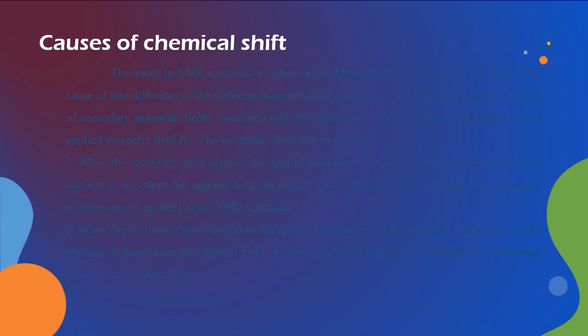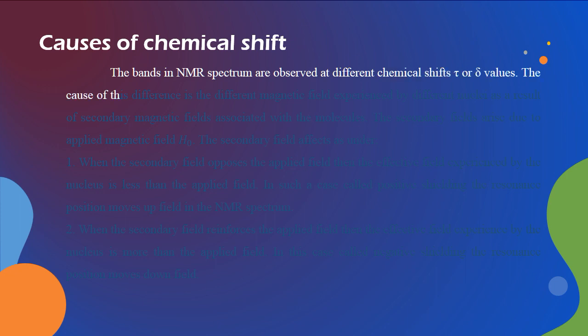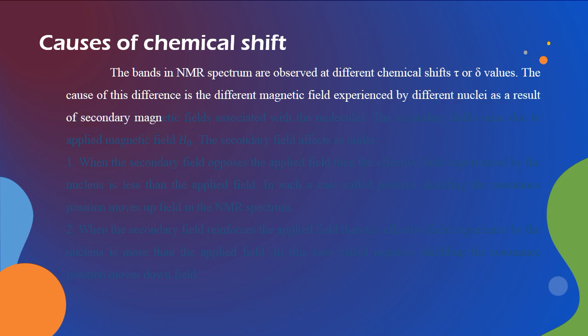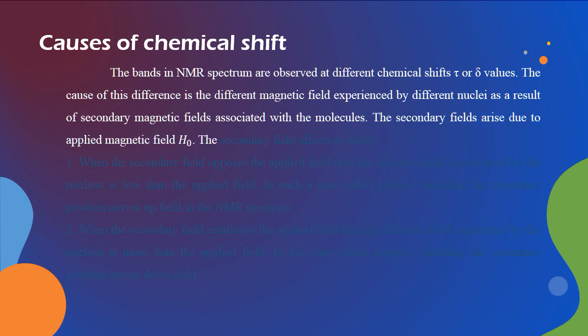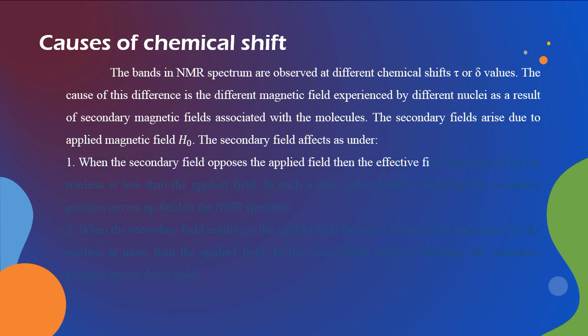Causes of chemical shift. The bands in the NMR spectrum are observed at different chemical shifts, τ and sigma values. The cause of this difference is the different magnetic field experienced by different nuclei as a result of secondary magnetic fields associated with the molecules. The secondary fields arise due to the applied magnetic field H naught. The secondary field affects as follows: when the secondary field opposes the applied field, then the effective field experienced by the nucleus is less than the applied field.